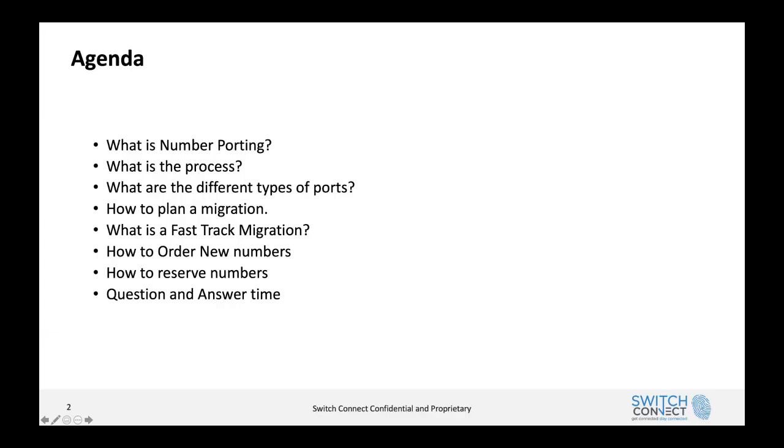So today we just wanted to cover off on a couple of agenda points we put out there. Starting at the very basics, what is number porting, going through a bit of the process, what the different types of number ports are, some best practices, and just how to plan and manage migrations. What is a fast track migration, what does that mean, and how to do a fast track migration. And then, not really number related porting but all to do with numbers, just around how to order new numbers and how to reserve numbers. If you've got customers who want to reserve some nice looking numbers, what's that process? So we'll cover that towards the end, and then we'll roll into Q&A time.